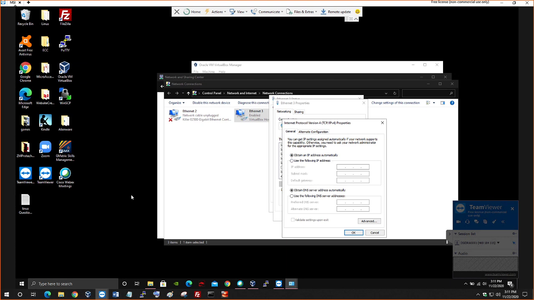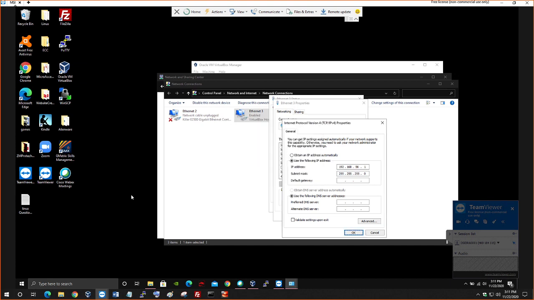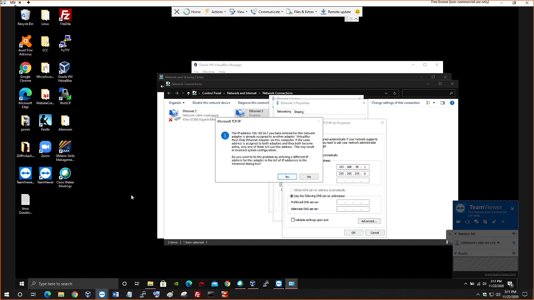Now in here, use the following IP. In there, type 192.168. No, 68. 56.1. Okay, and then click on subnet. Okay, see, it automatically takes it. Okay, just click OK there. Yes. Click OK. Have entered the network adapter is already assigned. Okay.